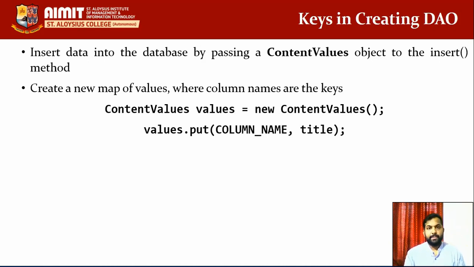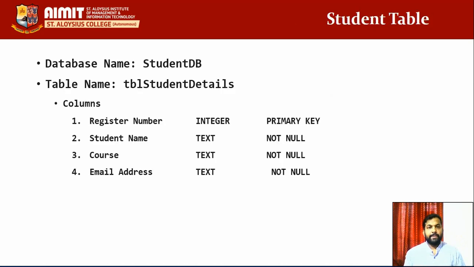So in this video, all I am going to do is create two objects, which I mentioned in the PPT: one is the POJO, the other one is the data access object. In order to create that, you need to understand the table structure of our demo database. I'm going to use a student database, and in that the table name is going to be TBL student details, and I'm going to keep 4 columns: register number, name, course, email address. The data type will be integer for register number.